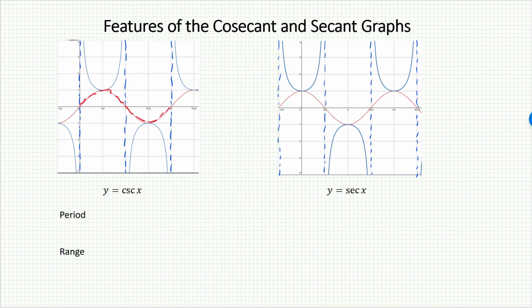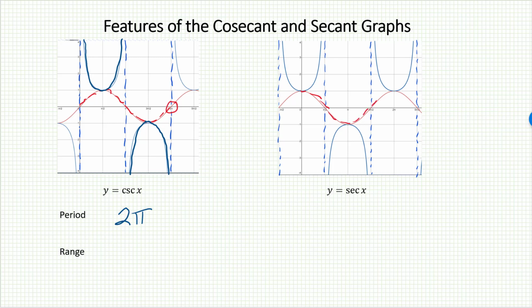For example, here's our typical hill and valley of the sine function, ending us at 2 pi. Well, the cosecant function follows that same pattern. There's an upward U shape at the hill, there's a downward U shape at the valley, and then the whole thing just starts over again. So the period, of course, is the same. It's just 2 pi.